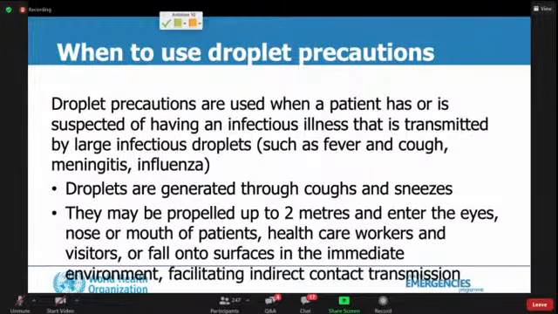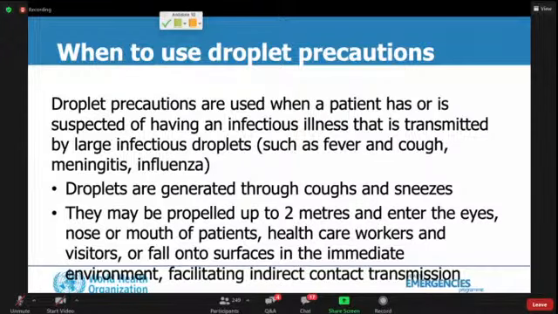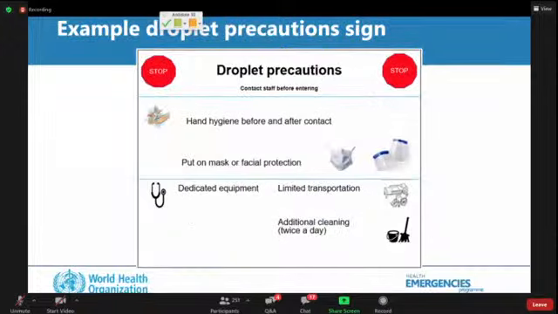When do you use droplet precaution? When a patient has or is suspected of having large droplets. These droplets can have a diameter of more than 5 micrometers, so they cannot stay in the air, and they fall down after being released through cough or sneeze. The precaution that needs to be implemented here is to make sure that there is a distance between the sick person and other persons, but also, when you get into contact with this patient, to wear a mask and face protection, perform hand hygiene correctly, have dedicated equipment, limited transportation, etc.